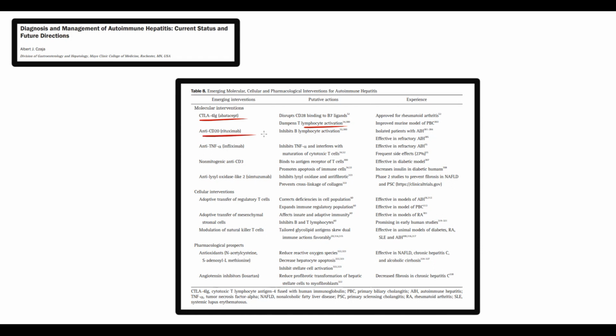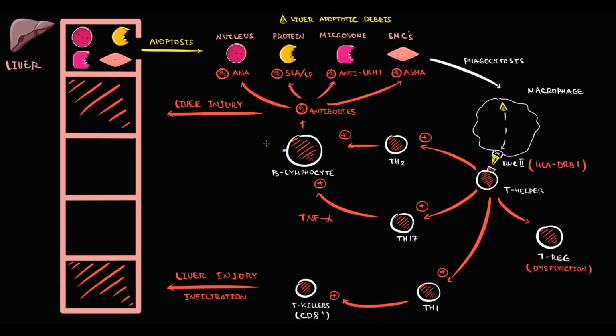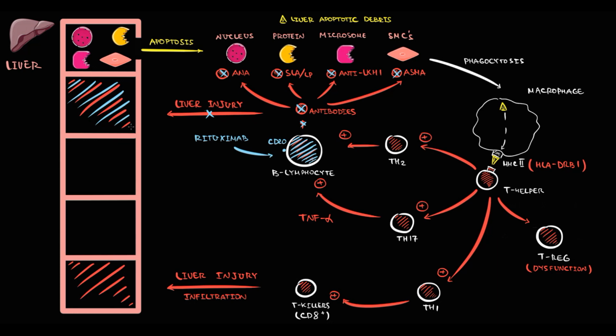The next drug is rituximab. Rituximab is an anti-CD20 antibody. CD20 receptors are located only on B lymphocytes. So with infusion, rituximab binds to the CD20 receptor and induces apoptosis of B lymphocytes. And with decrease in B lymphocytes, the production of autoantibodies decreases, and thereby the severity of injury will decrease.